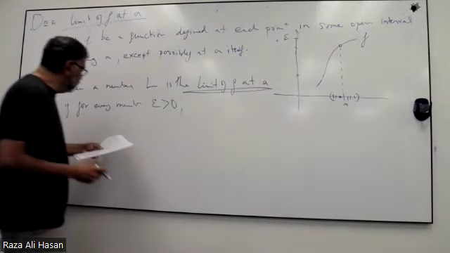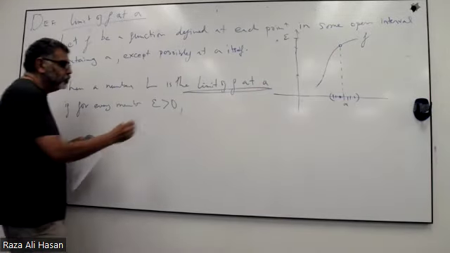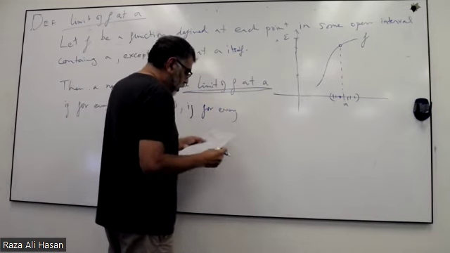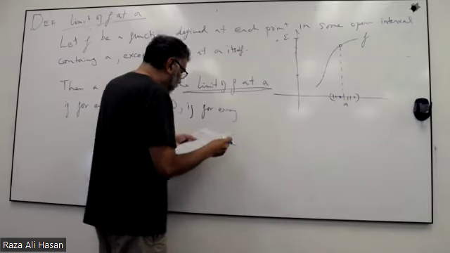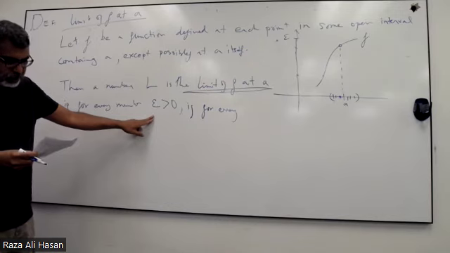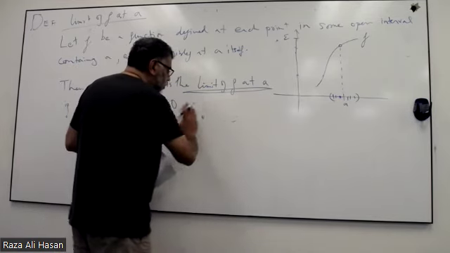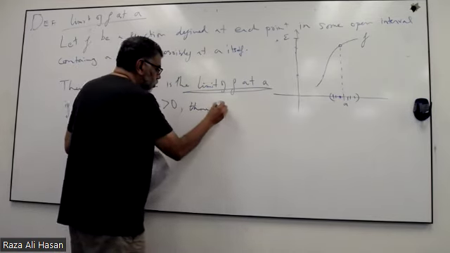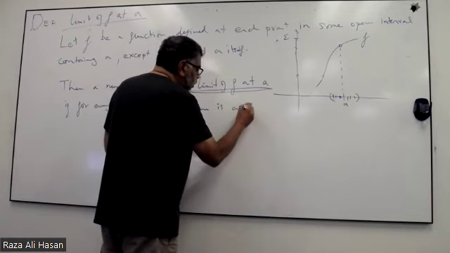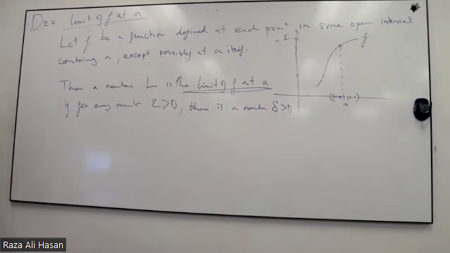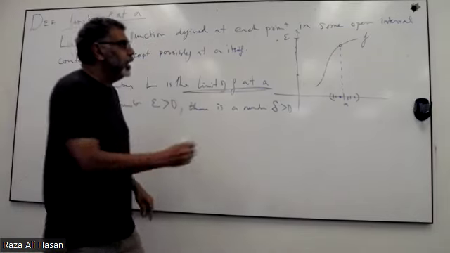So I'm going to keep writing here, and then I'm going to come back. If for every positive number epsilon greater than 0, there is a number delta. Okay, so if we only have this stuff, what does it say? When can a function like this have a limit L?